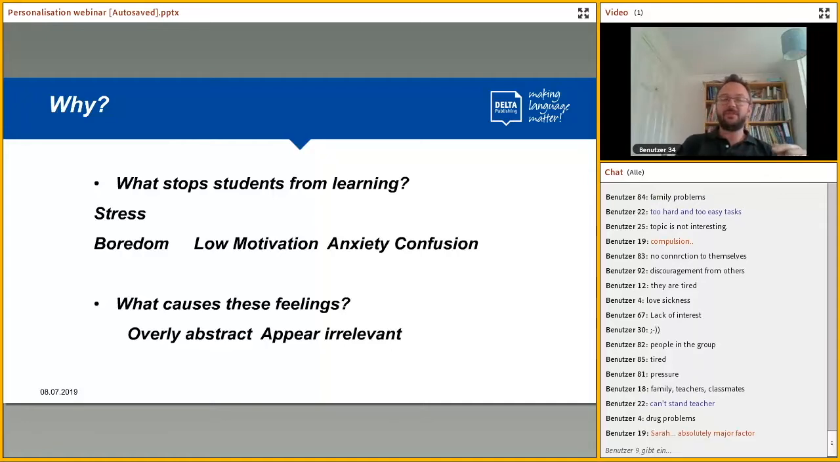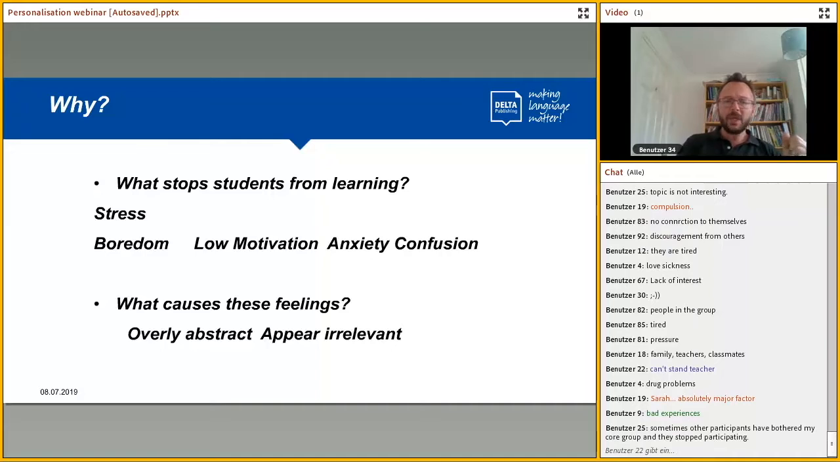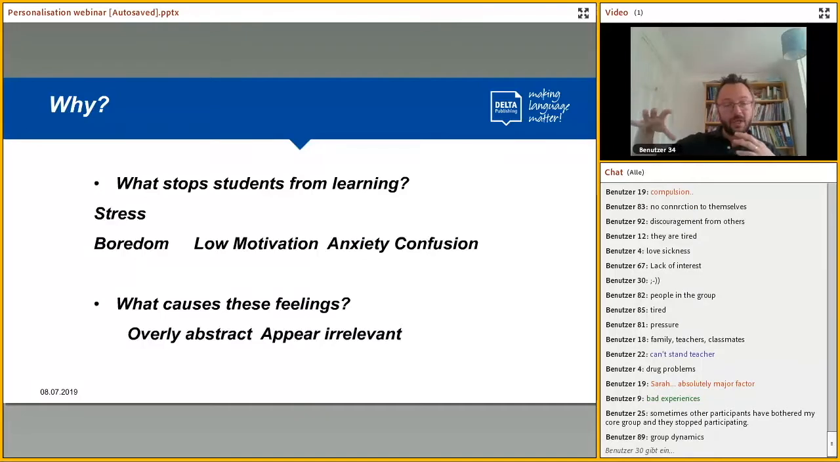Inside the classroom, I would say two things that can often lead to this sort of low motivation or boredom or anxiety is if the topic we're using to teach the language point is overly abstract. So it's something that the students find difficult to relate to. It might not appear relevant to the students. It can be almost irrelevant and too removed from their own personal needs and not connected to their sort of here and now. I think course books can do this quite often.